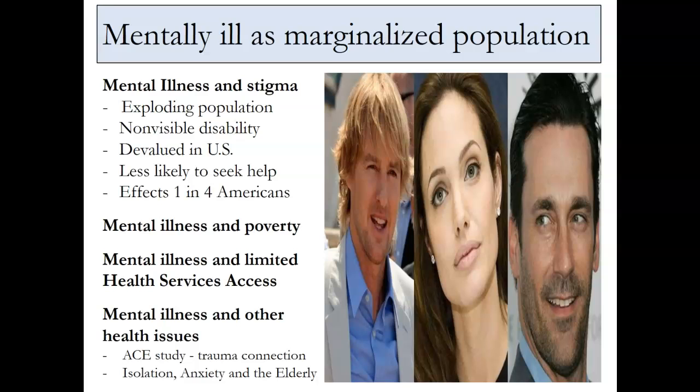Home health saw a lot of that. There were links with severe mental illness and severe poverty. Limited access to services for mental health, limited insurance coverage for mental health. Again, I think it's part of the stigma in our culture on mental health. A lot of links between mental health and other health issues. You know about the ACE study showing how childhood trauma leads to this lifelong pattern of health issues.